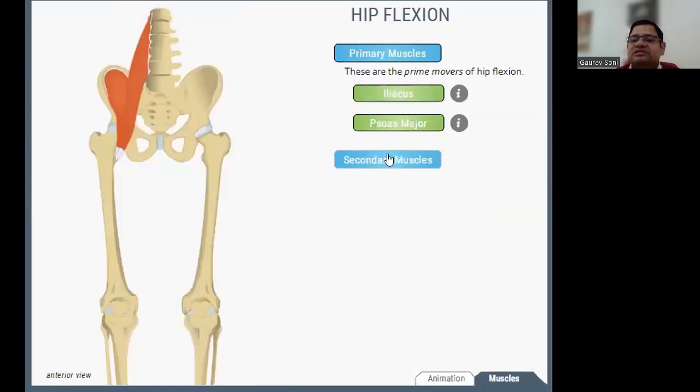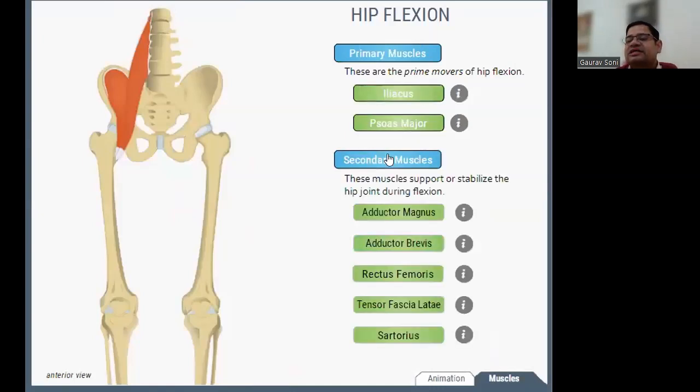Then there are certain muscles called secondary muscles. Means they are not directly acting on it, but they are helping to stabilize the joint when the flexion is happening.